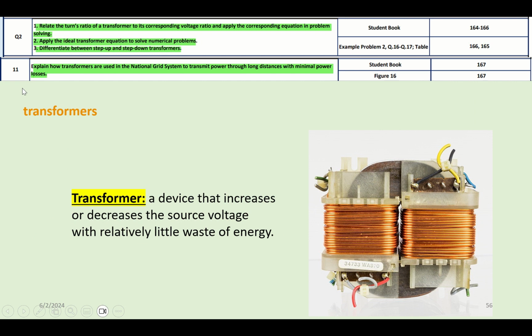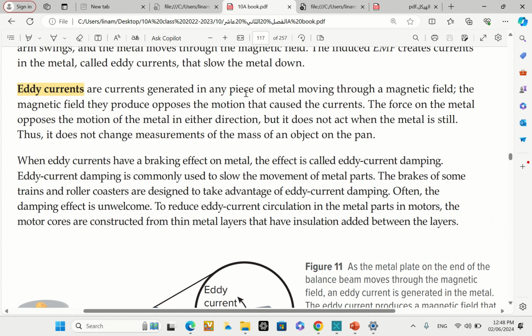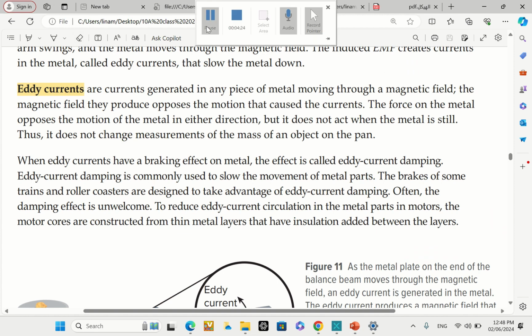Question 2 and question 11 relate the turn ratio. One minute, let me just try to fix the timing on the slides.